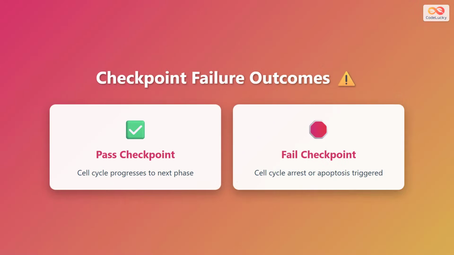When a cell reaches a checkpoint, there are two possible outcomes. If the cell passes the checkpoint, meaning all conditions are met and everything is functioning correctly, the cell cycle progresses to the next phase and division continues normally. However, if the cell fails the checkpoint because of DNA damage, incomplete replication, or other problems, the cell cycle is arrested. The cell stops dividing and attempts to repair the problem. If the damage is too severe to repair, the cell may trigger apoptosis, which is programmed cell death, preventing the propagation of errors.